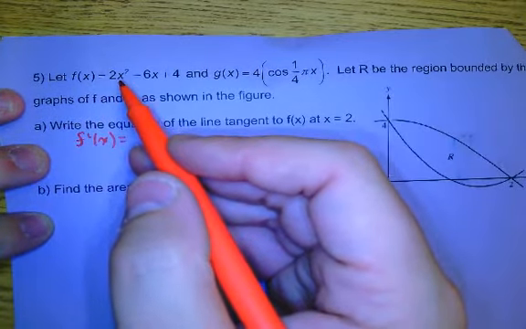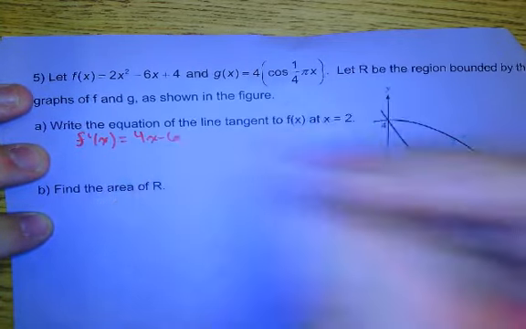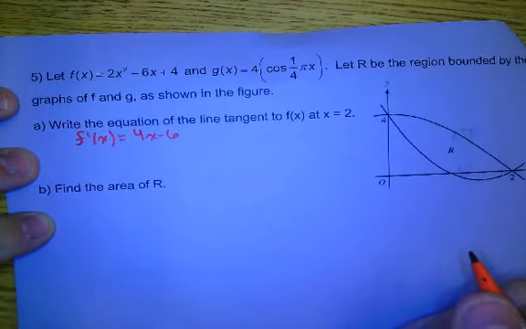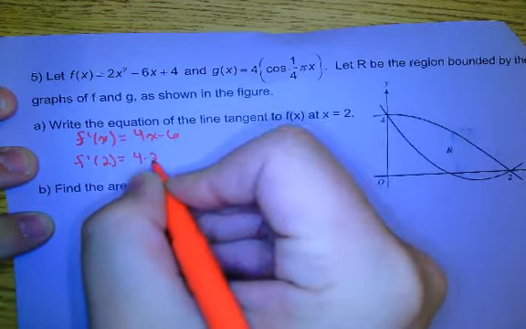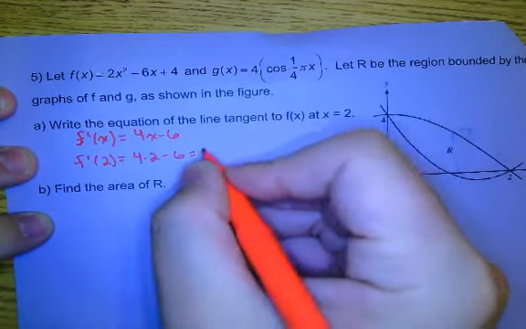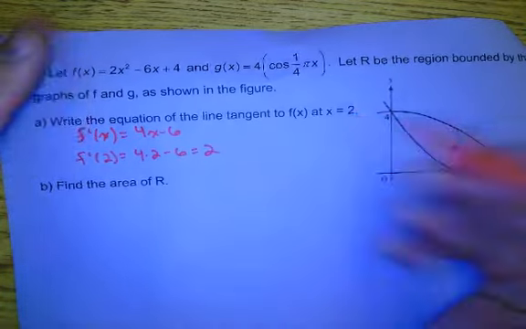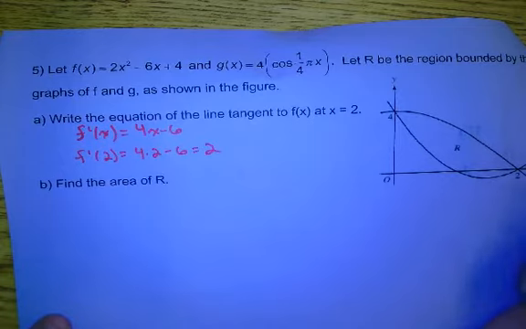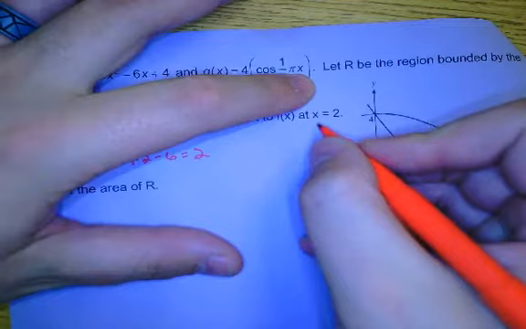Hopefully you didn't forget how to do this. I heard it. What is it, Mason? 4x minus 6. And what's the slope at 2? It's 2. It actually is 2. I have my x value. What's my y value? It's nice they just gave it to you right there, but you could always plug it back in to check. So I will get y equals 0.